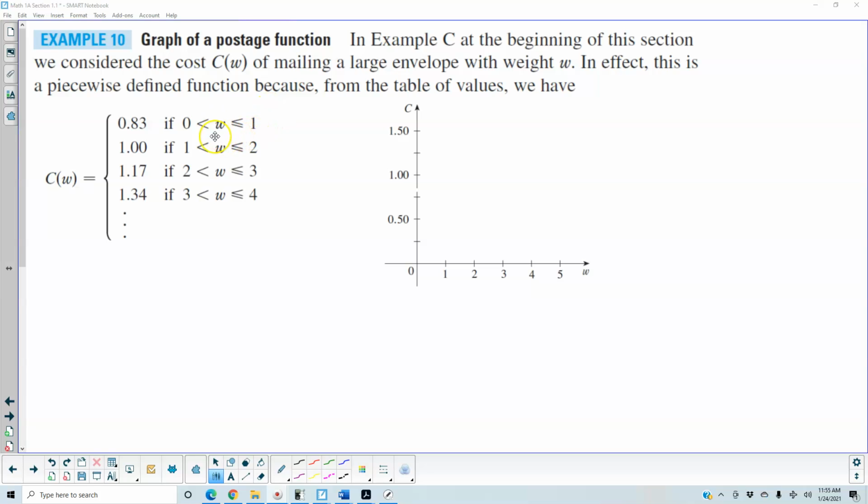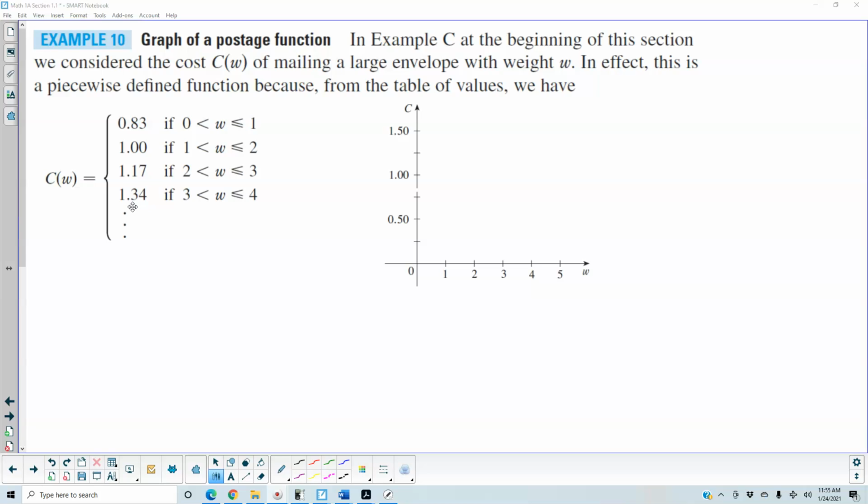If the weight of an envelope is between 0 and 1, including 1 but not including 0, it's going to cost 83 cents. If the weight of an envelope is between 1 and 2, including 2, it's going to be $1. If the weight of an envelope is between 2 and 3, including 3, it's going to be $1.17. And if the weight is between 3 and 4, including 4, then we know that the cost is going to be $1.34. Well, how do we go about graphing this?